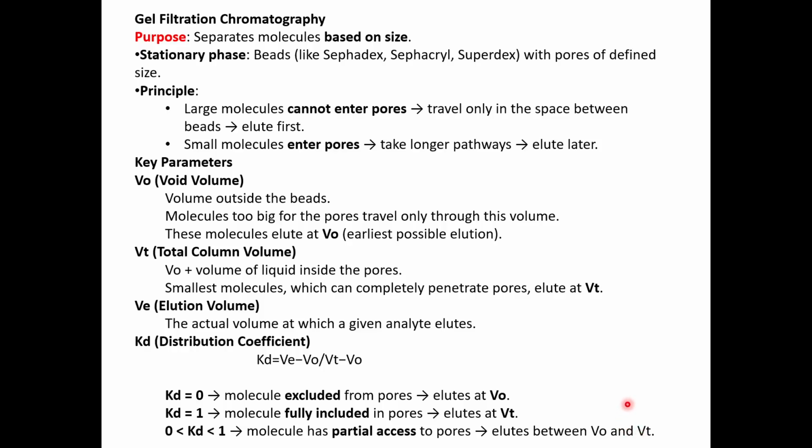Why these volumes are important is because you have to know where to collect your fraction. Based on all this knowledge, you will calculate the volume at which your protein of interest, the pure form of your protein, will elute out. You will collect different fractions, and based on the V naught, VT and KD information, you will know which volume will have your protein of interest. That is the reason V naught, VT, VE and KD are very important while doing gel filtration chromatography. I hope this is clear.